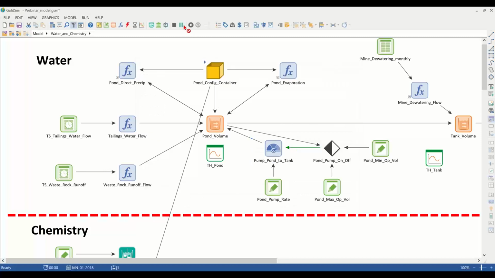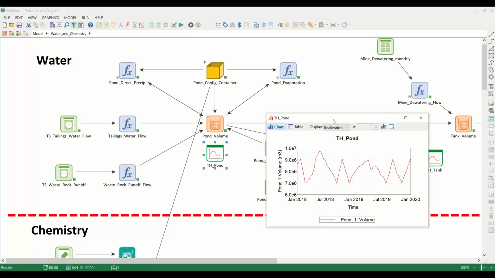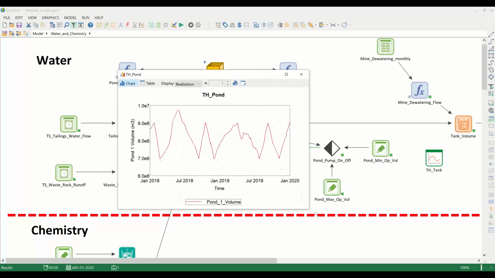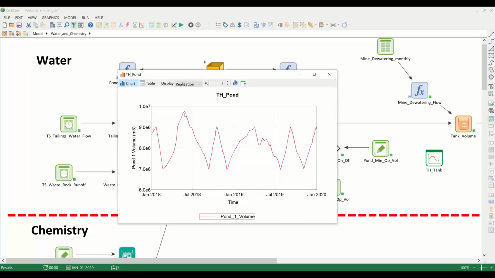So again, if I ran this model right now, and we looked at the volume in the pond, you can see it fluctuates between about 7 million and about 9 million cubic meters. Here it goes a bit higher because the pumping didn't start until it reached here, but it took a while to catch up. And then after that, it's fluctuating between that minimum and maximum volume.